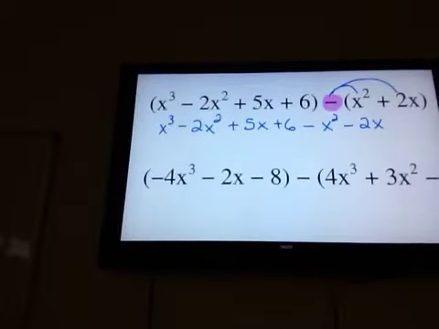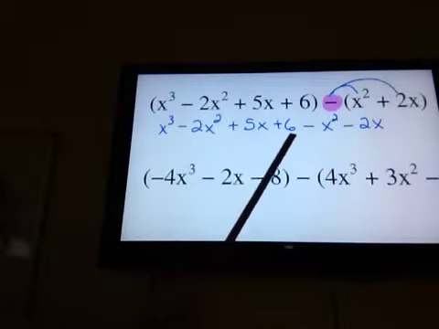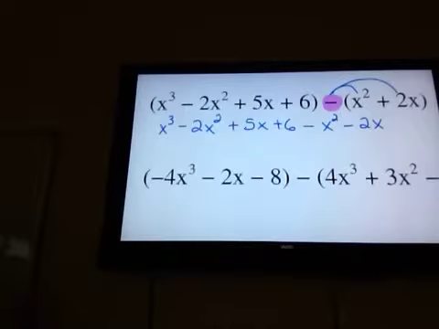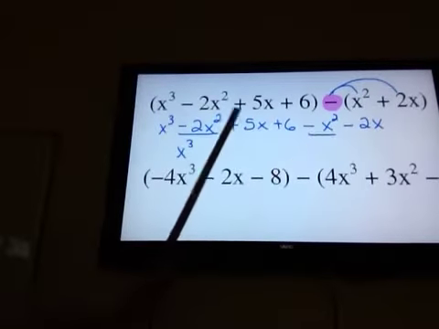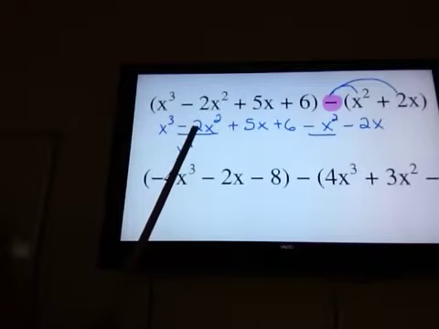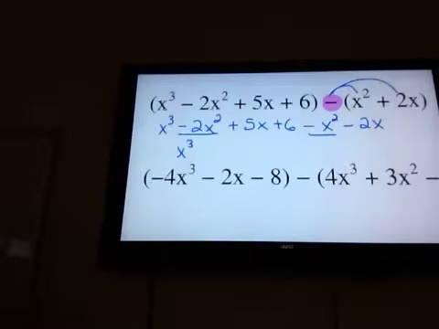Okay, so now let's look for like terms. I don't have any other x to the thirds. So that one's just going to come down, that first term. I have a minus 2x squared and a minus 1x squared. So my x squareds are alike. Negative 2 and negative 1, negative 3.